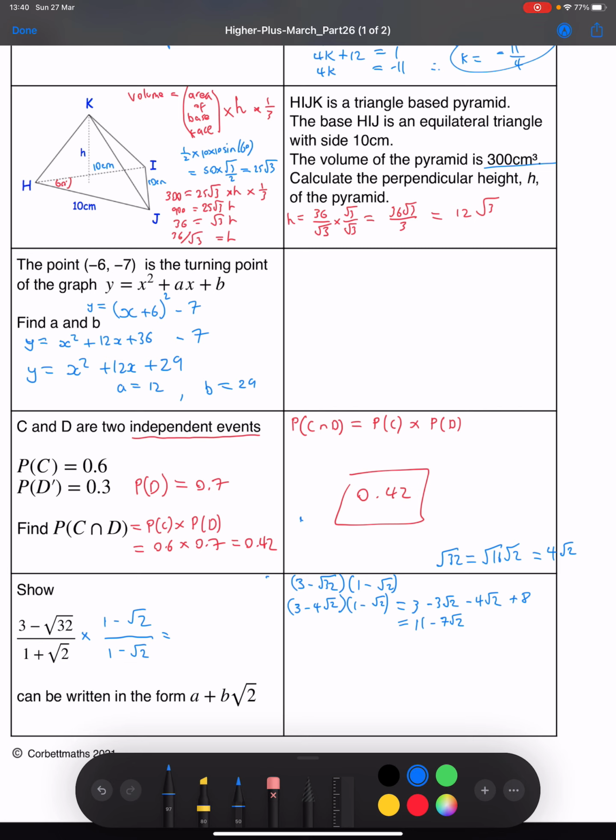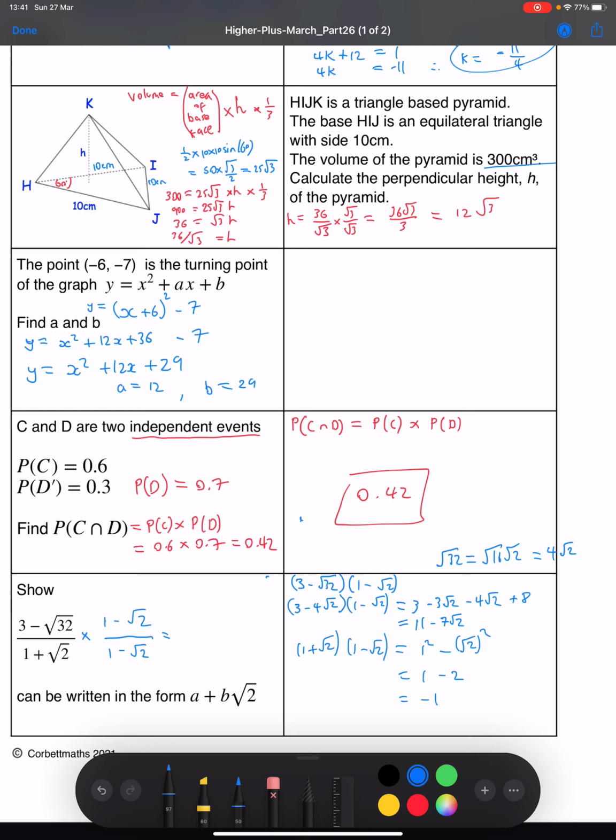Now we also need to do the bottom bit. But the bottom bit is just the difference of 2 squares, so that's handy. 1 plus root 2 times 1 minus root 2 is going to be equal to 1 squared minus root 2 squared, which is 1 minus 2, which is minus 1. Now you could expand it the long way, and then you'll get the same answer. But knowing the difference of 2 squares at this stage is definitely useful.